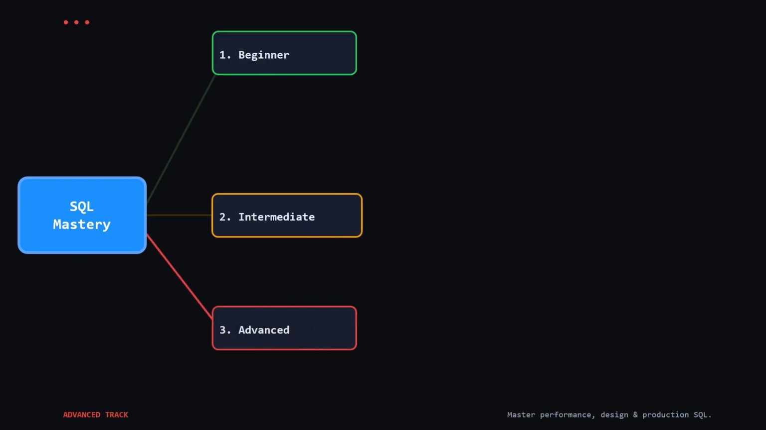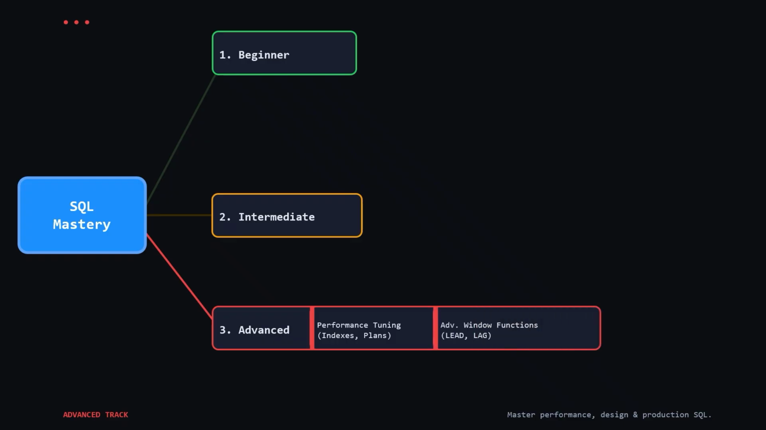The advanced track is where you go from someone who can write SQL to someone who truly understands what's happening under the hood. First, performance tuning. At some point, your queries will be slow, and you will need to know why. Indexes are the primary tool here. They let the database find rows without scanning every single one. Execution plans show you exactly how the database is running your query, so you can spot the bottleneck and fix it. This skill is what separates junior analysts from senior engineers.